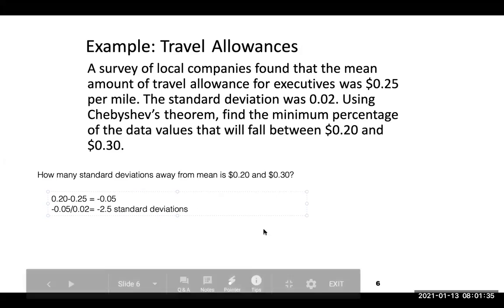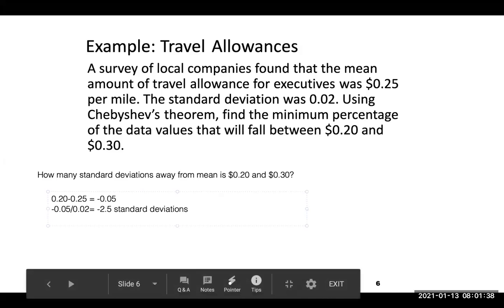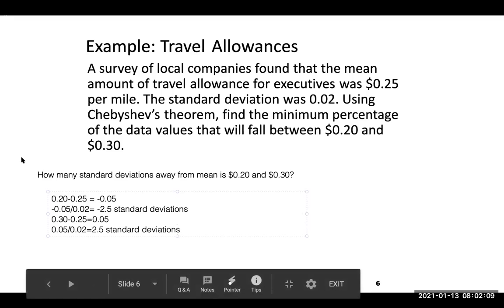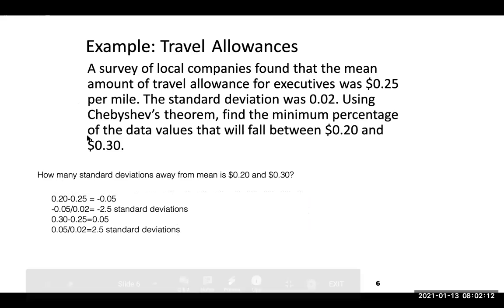The high end, and if you wanted to calculate it, it'd still be the same thing. 30, keep forgetting to write this change. And then, like I said, if you just divide, 2.5. So either way it goes, 2.5 standard deviations. So now that we know how many standard deviations, it's 2.5 standard deviations from the mean.